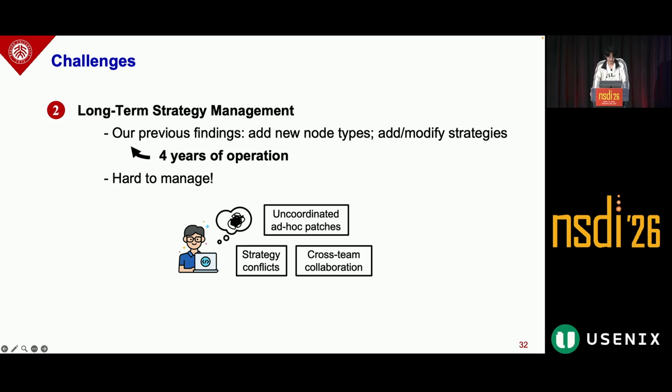The second challenge is about long-term strategy management. Over our 4 years of operation, continuously adding and modifying scheduling strategies led to a system that was hard to manage, because we had to handle uncoordinated patches, strategy conflicts, and frequent cross-team collaboration.